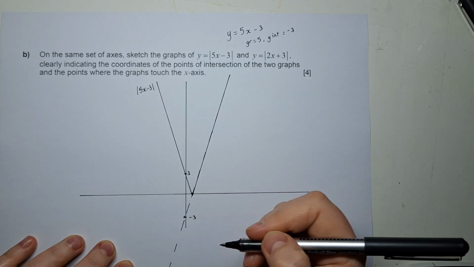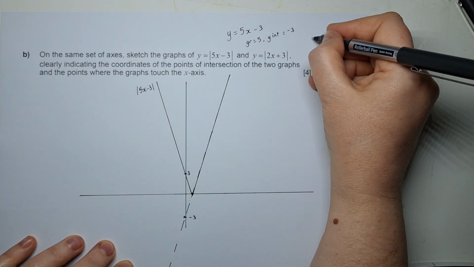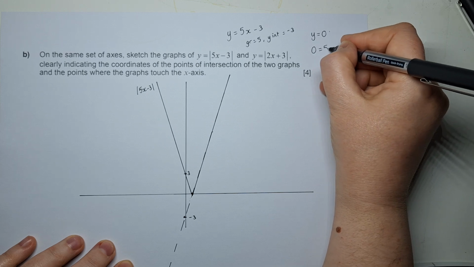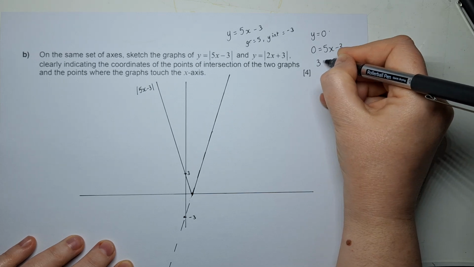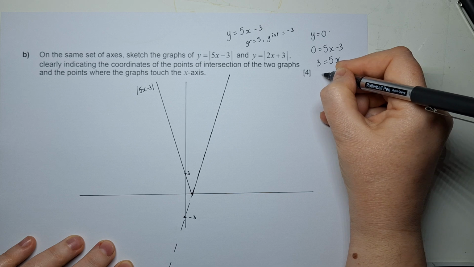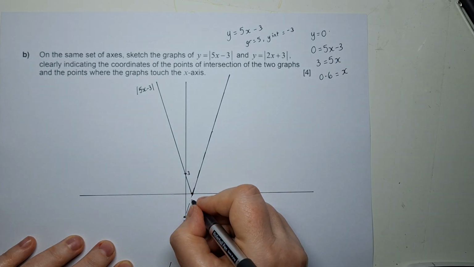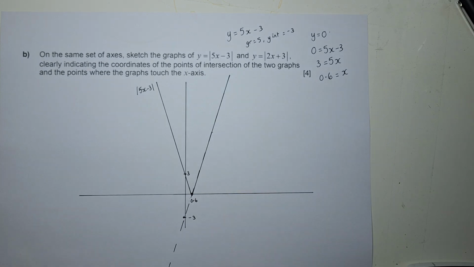I'll just work out where that intersects by working out where y is 0. So if 0 is equal to 5x minus 3, that gives me 3 is equal to 5x, and then 0.6, or 3/5, for x. So that's 0.6.